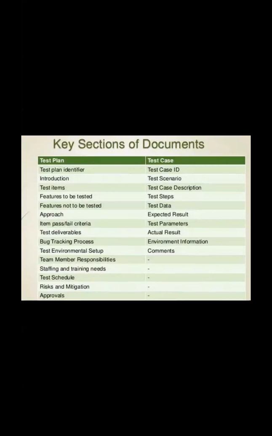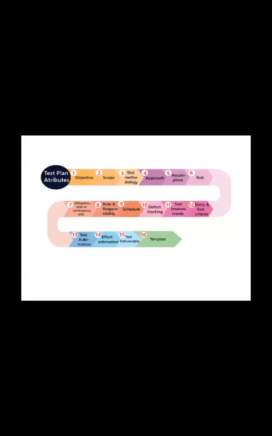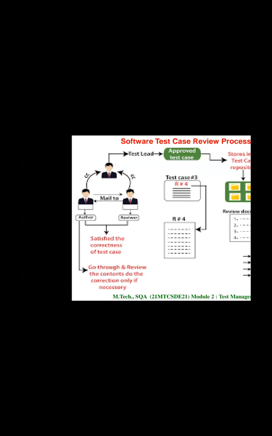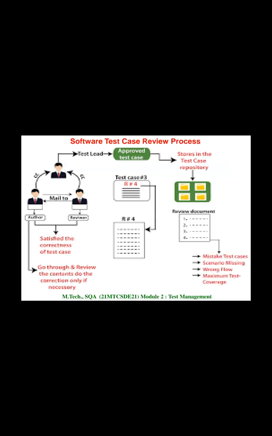Then we discussed the key sections of software, the various elements of test plan and the test case. While preparing a test plan and test case, what are the elements we need to consider? The various subsections and the entries we need to make in the test case and test plan. Then we saw a few exercise questions with respect to software testing. Then we discussed the software test case review process, how the review will be carried out, and what are the major steps we need to follow.